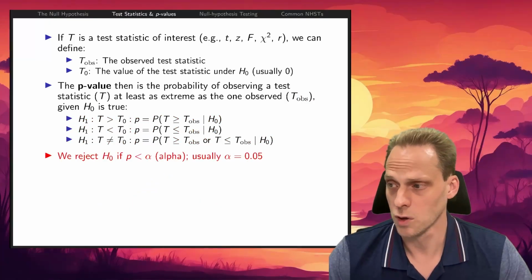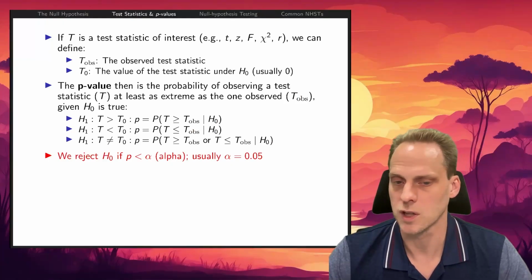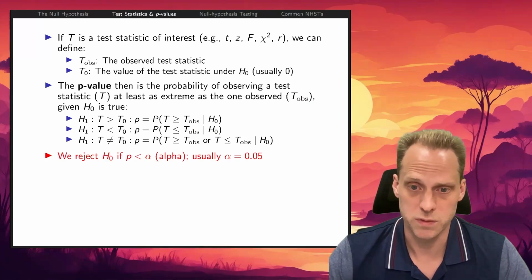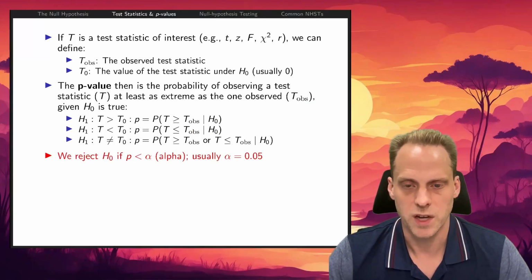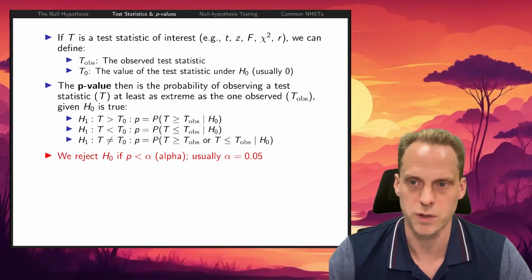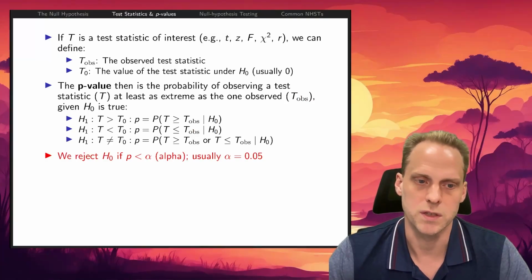We reject the null hypothesis if the p-value is lower than alpha. Usually that's 0.05, basically meaning that if the pattern that we found in the data, or more extreme, was less than 5% likely to occur under the null hypothesis, we say, okay, it's quite unlikely it would have occurred if the factor is 0, so we deem it significant.